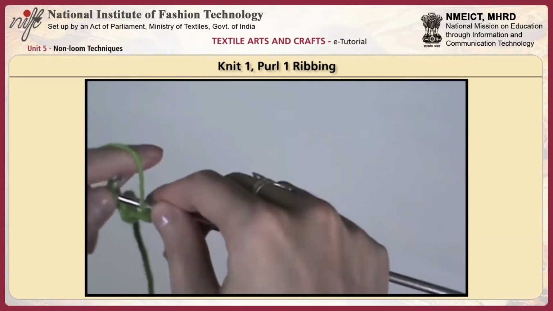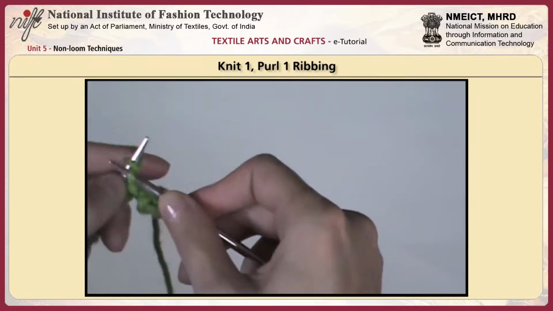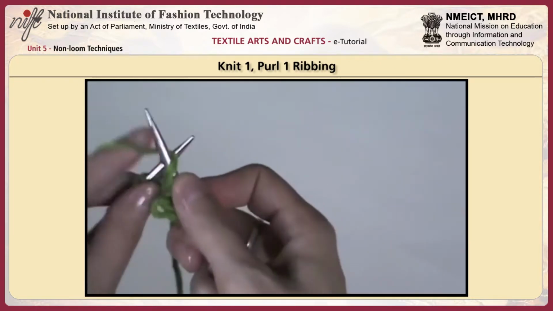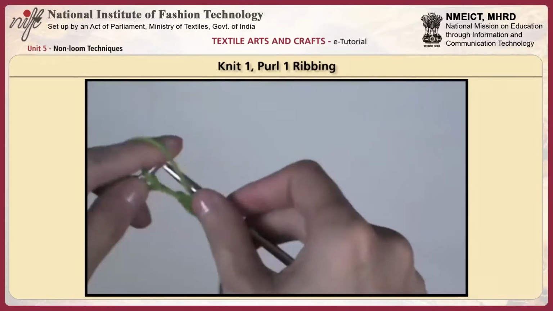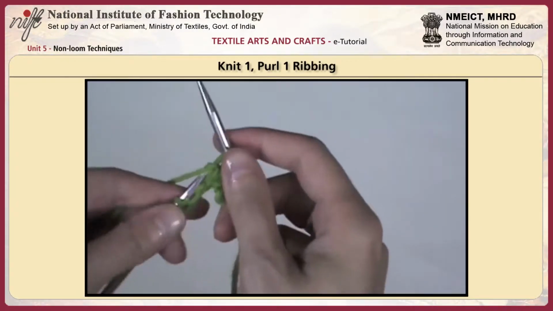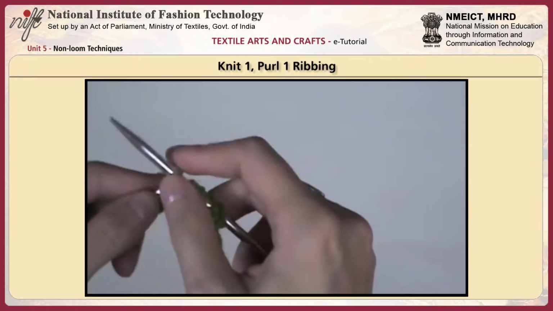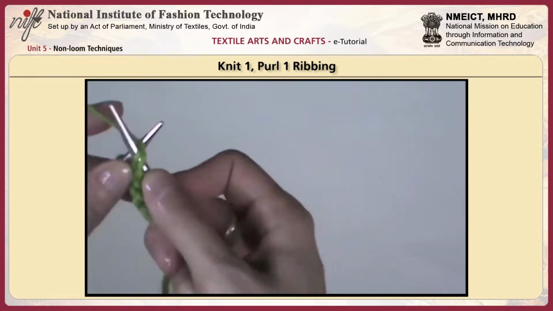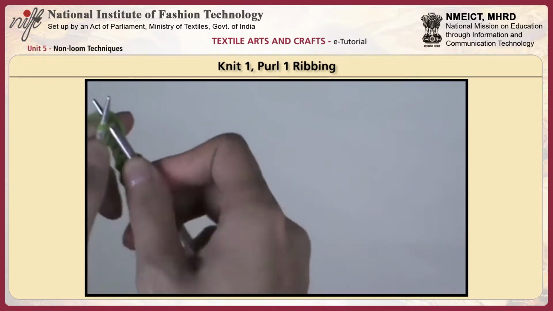Knit that first stitch, purl the next, knit the next stitch, purl the next, knit the next stitch, purl the next, and just continue on and on until you have finished the row, which I'm almost to here.